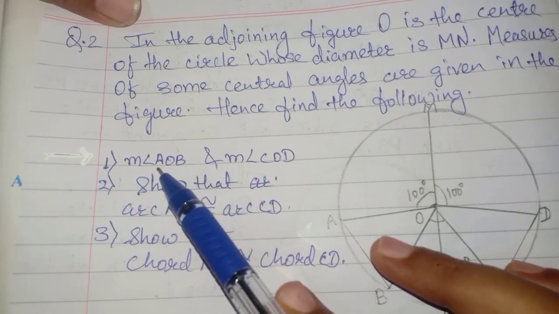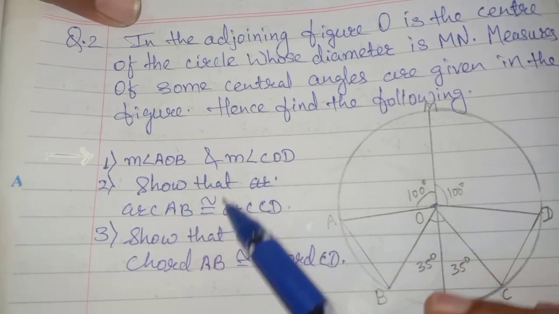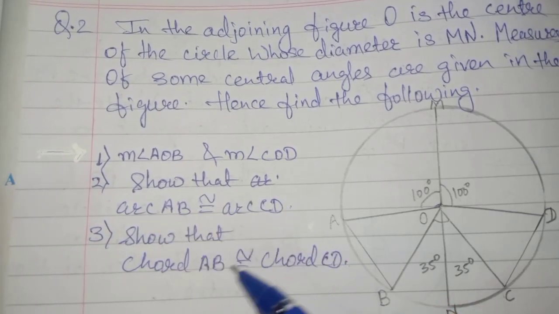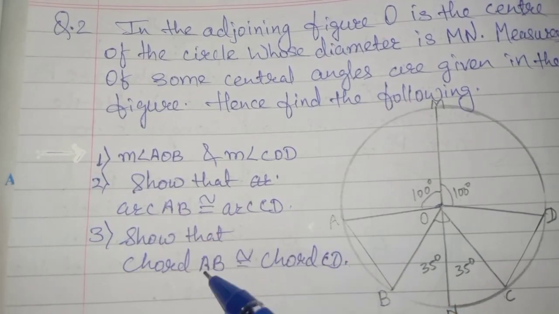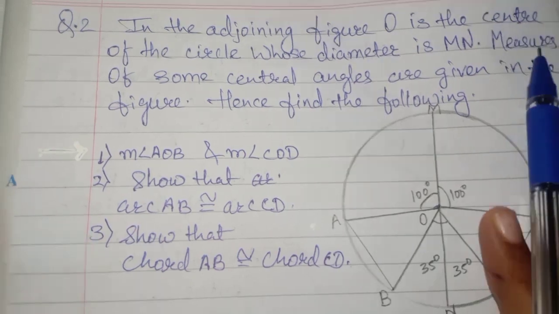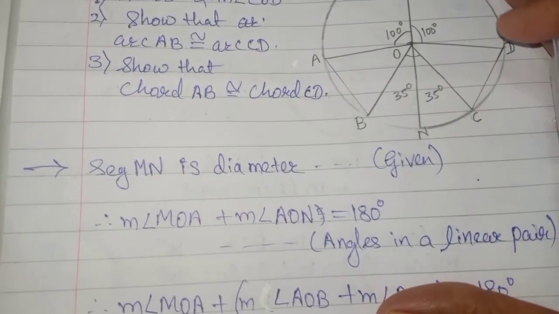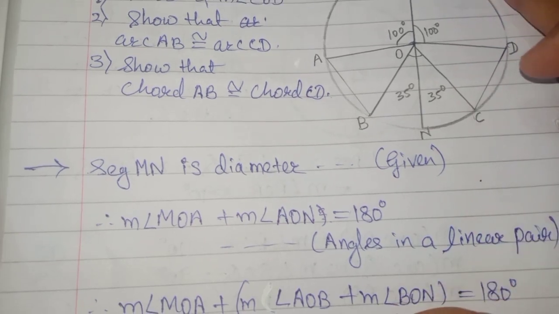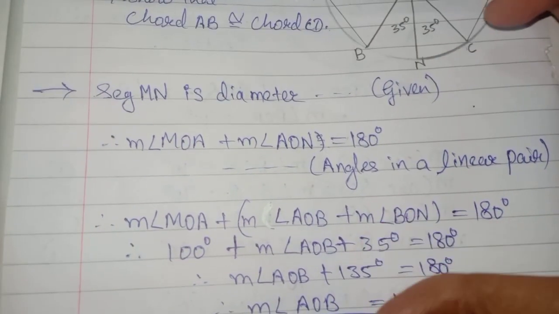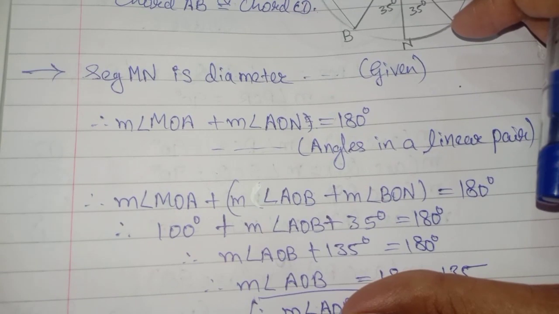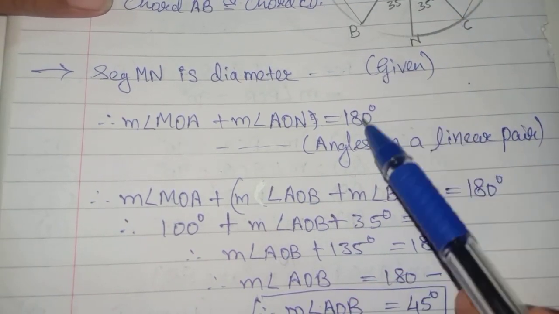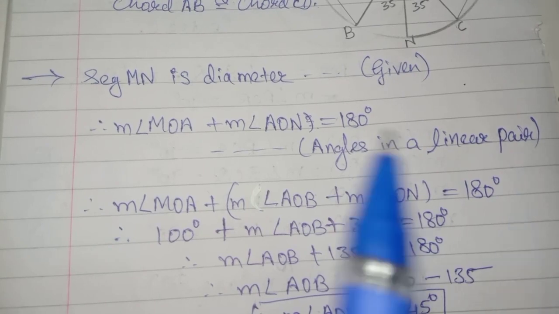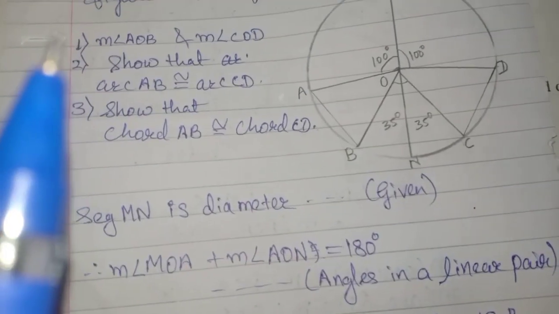Now, first, we have to find out these measures. Second, we have to show that these two arcs are congruent. And third, we have to show these chords are also congruent. So let's start the solution. Segment MN is the diameter, which is given. Measure angle MOA plus measure angle AON is equal to 180 degrees because these are angles in a linear pair. See children, I'll explain here.